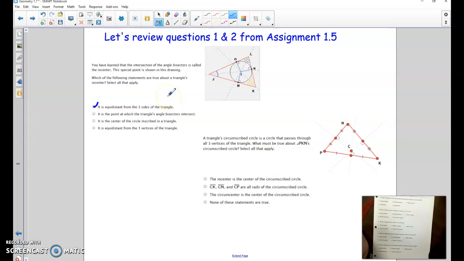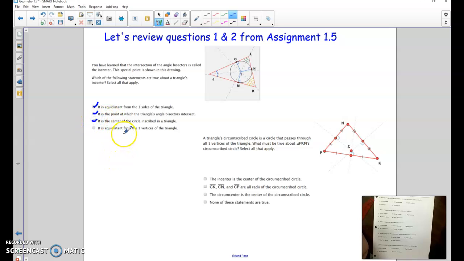The second one says it is the point at which the triangle's angle bisectors intersect, and that's correct. Remember, all these dotted lines were angle bisectors. We can tell that by the arcs in the parts of the angle that they separated it into. And so that is correct. Angle bisectors intersect at the incenter. The third one says it is the center of the circle inscribed in a triangle. And that's correct. The circle inside a triangle is called its inscribed circle. And so that is also correct.